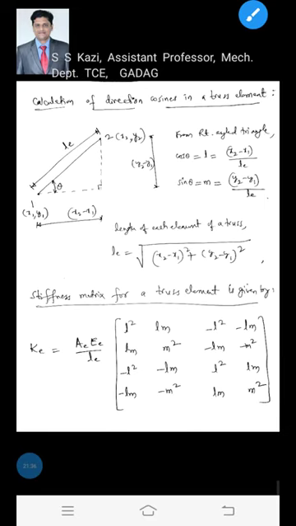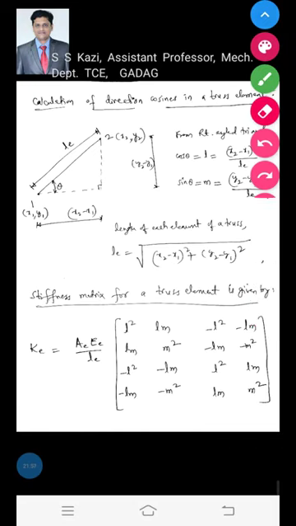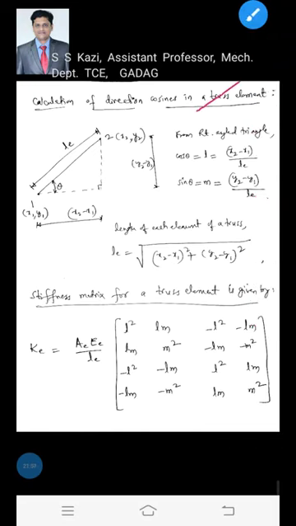First, to calculate the direction cosines, l and m, because cos theta and sin theta are l and m. If theta is not given, and theta is not going to be given, you just need to find l and m by using the coordinate values of the nodes of a truss element only. That's why we should know how to calculate the direction cosines in a truss element.